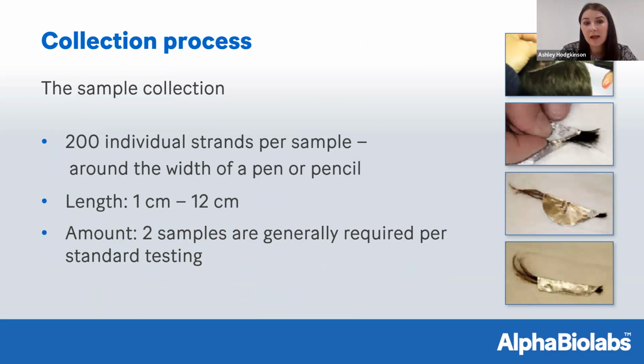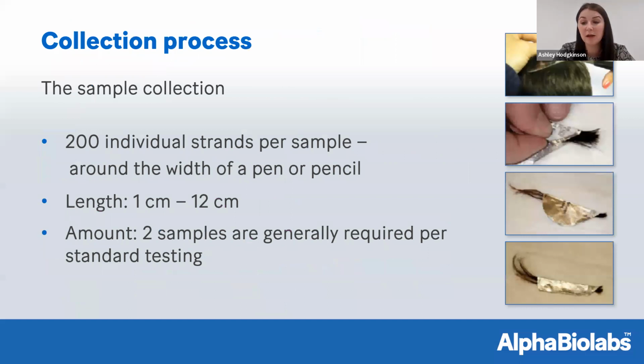A little bit about the collection process. We do call it a hair strand test here at AlphaBiolabs. Unfortunately, it's not just a single strand. And we do explain this at length when booking with your donors. But just to clarify this in case you do get asked a question, when we are taking a sample, we are having to cut this directly from the scalp.